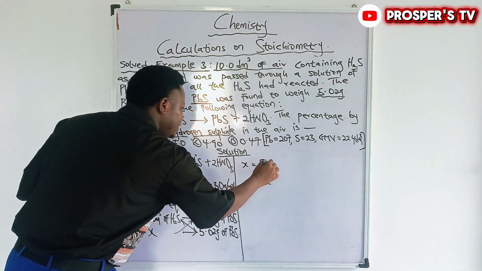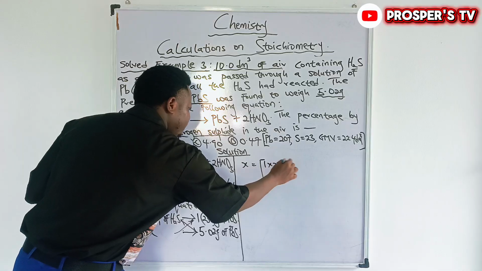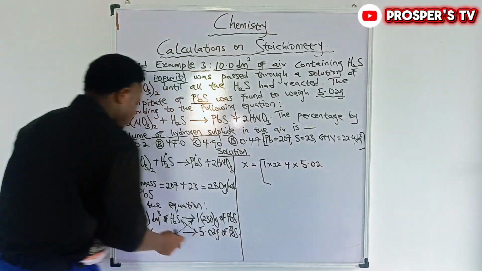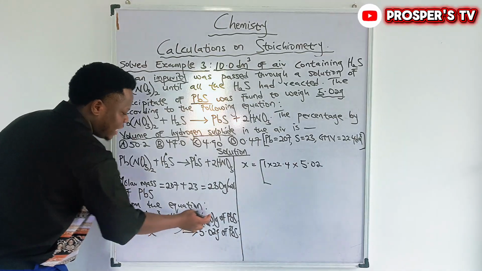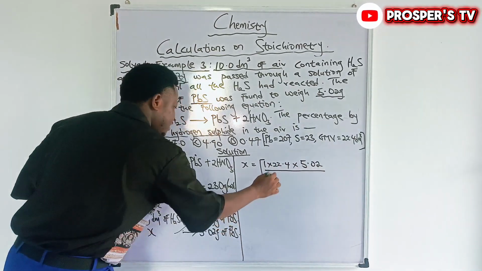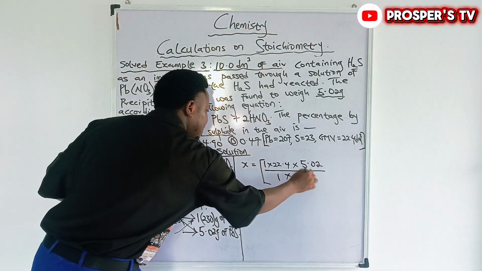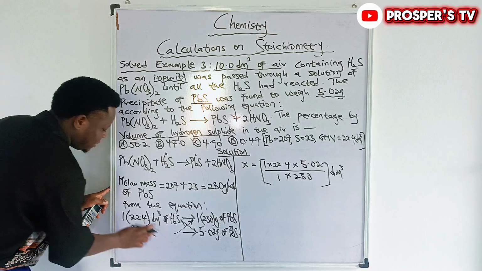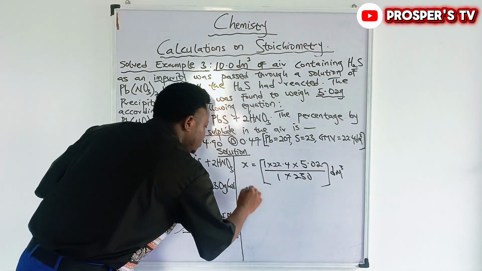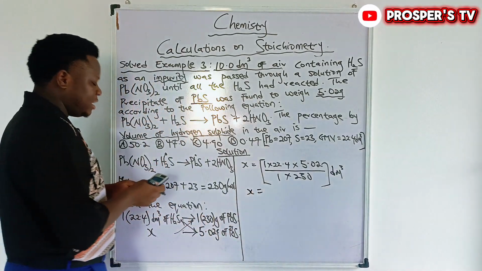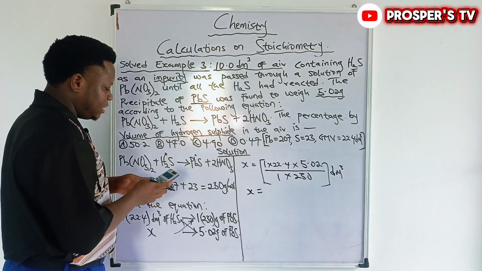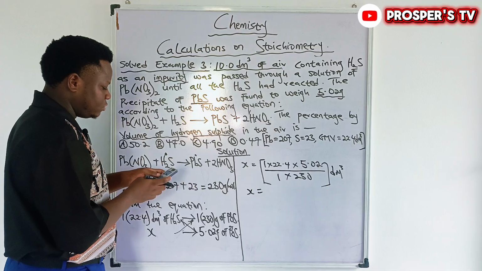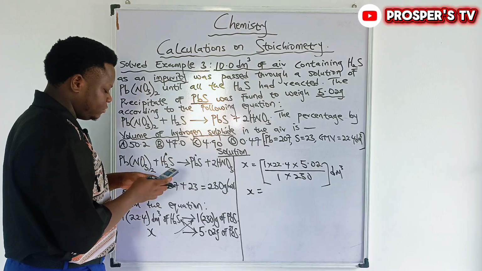So we have 1 times 22.4 times 5.02. Then remember, you are always dividing with that number that X is multiplying. So I divide with 1 times 230. So this would carry dm cube since X is the volume of hydrogen sulfide. So you punch your calculator to get the answer there. So 1 times 22.4 times 5.02 divided by 230.